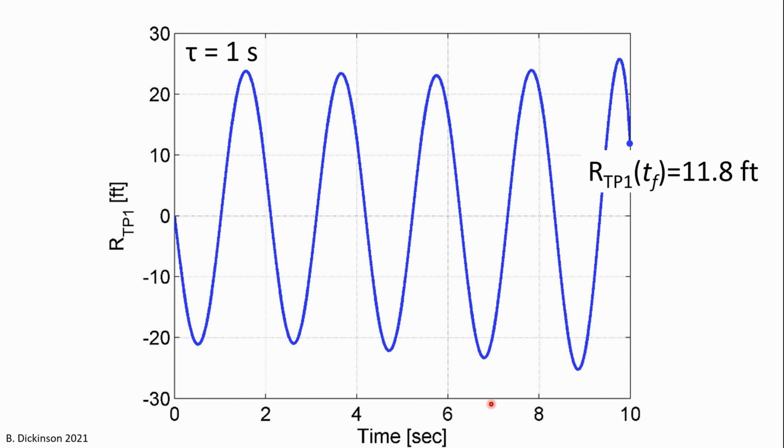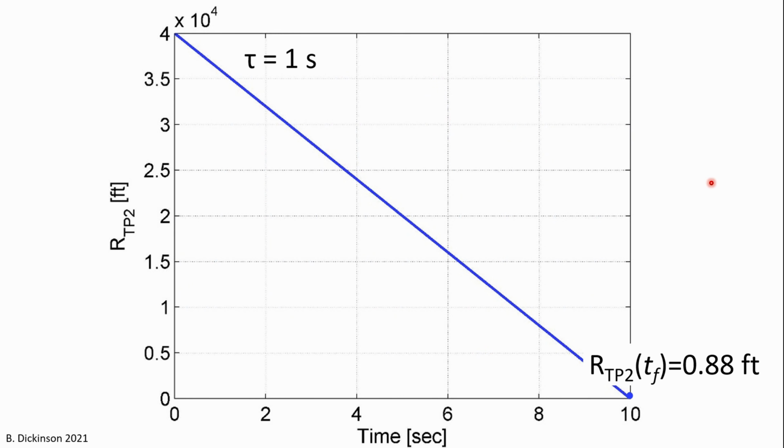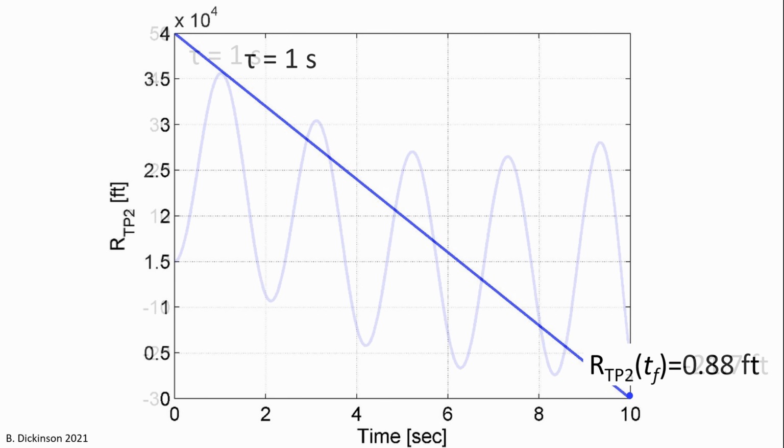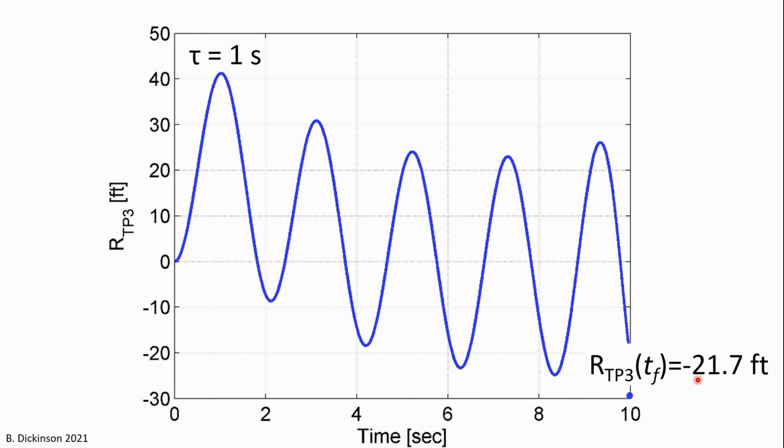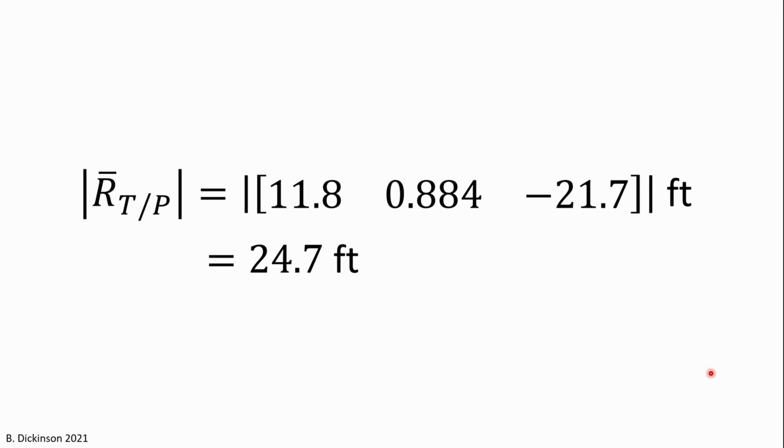Looking more closely at the downrange, at the final time, the downrange miss is 11.8 feet. The cross-range miss, less than a foot. And the altitude miss, minus 21.7 feet. So as a miss distance, or magnitude of the range vector, we're looking at 24.7 feet.